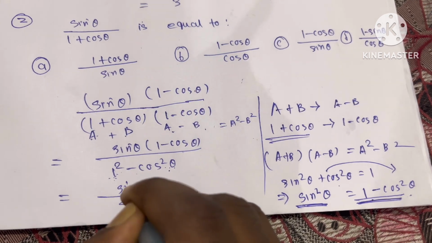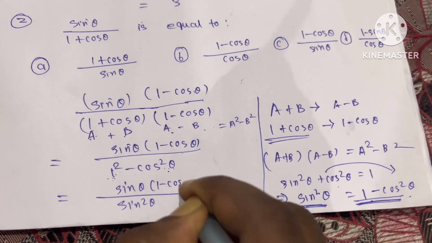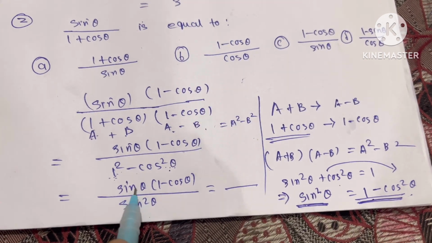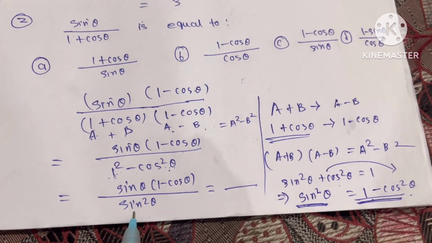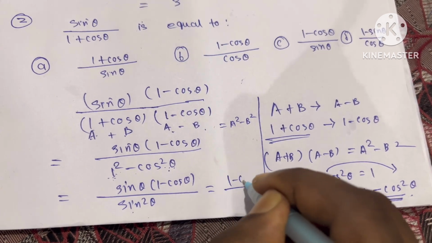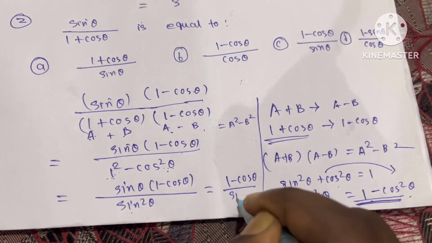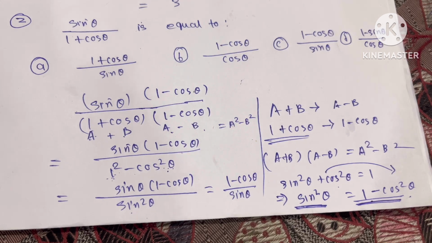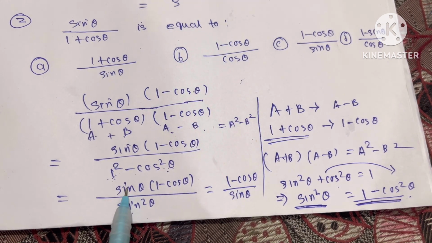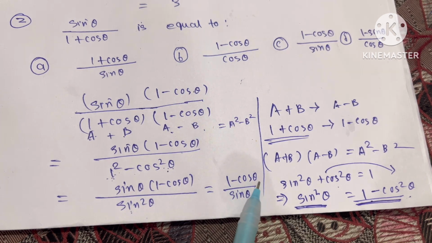And the numerator is sin theta into 1 minus cos theta. If you simplify this, in the numerator you have 1 sin theta, and in the denominator 2 sin theta. So 1 sin theta gets cancelled. After cancelling, we'll get 1 minus cos theta divided by sin theta.